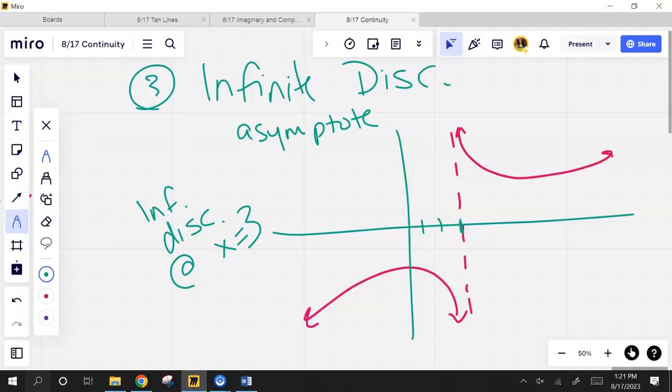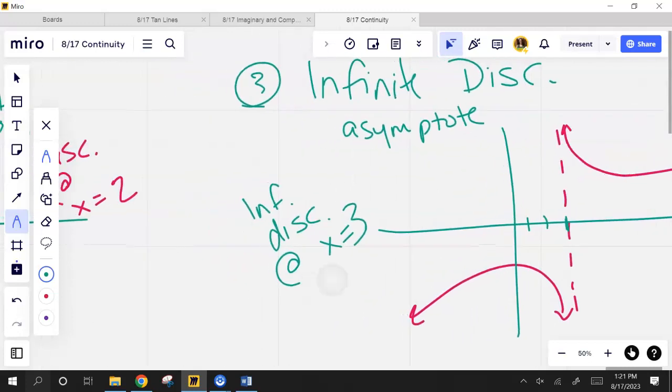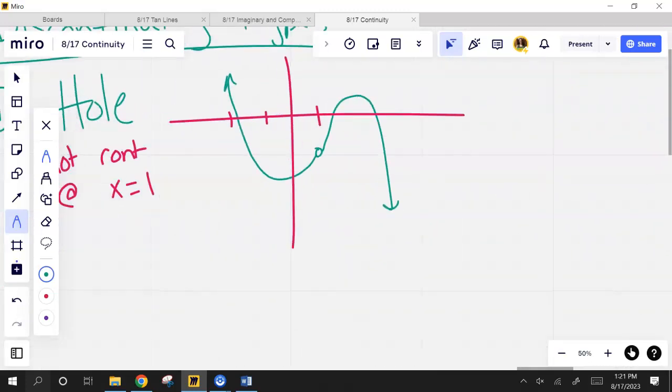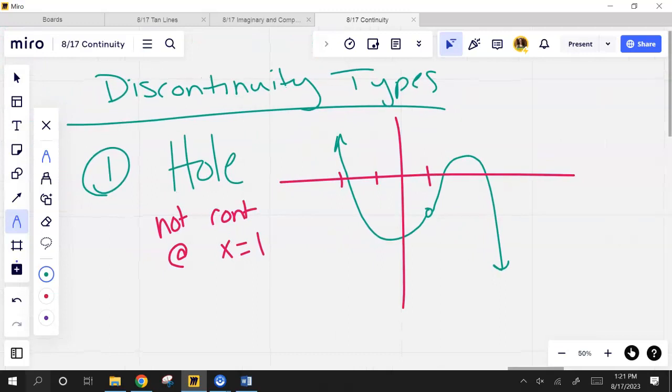Yes. Discontinuity. Yes, and you tell what kind it is. We did a little bit of the next part in Algebra 2, and I'm going to just go back to these examples that I have and show you.